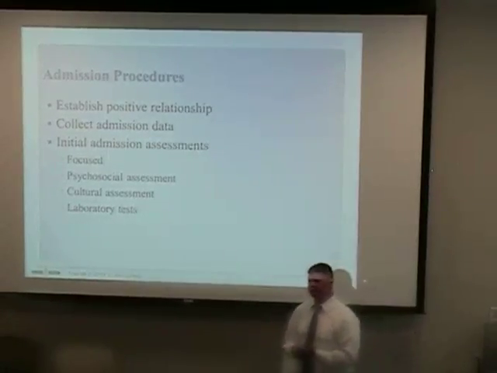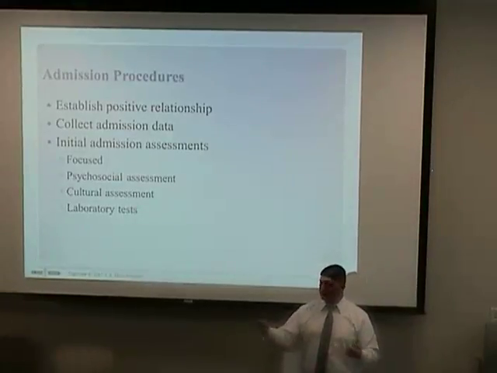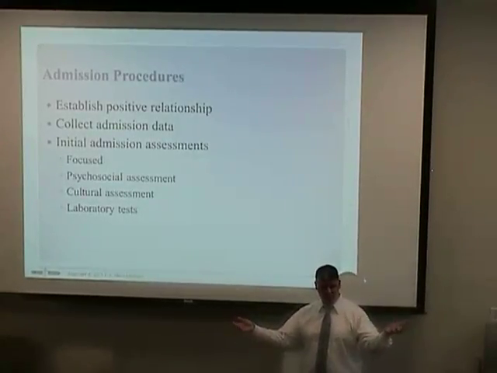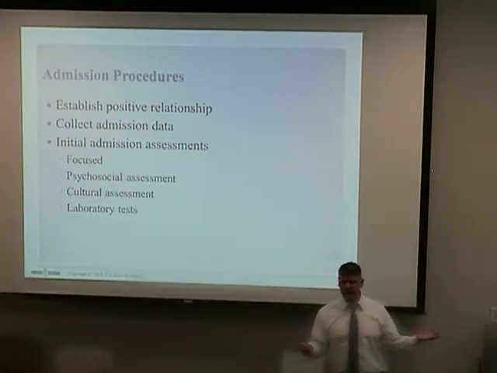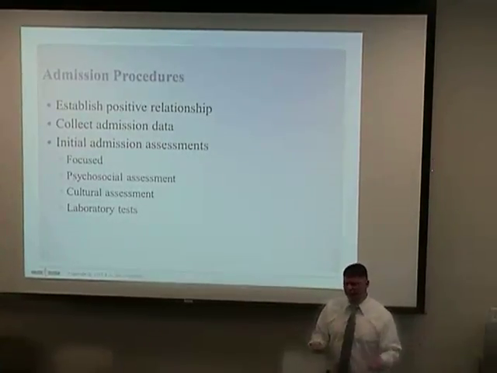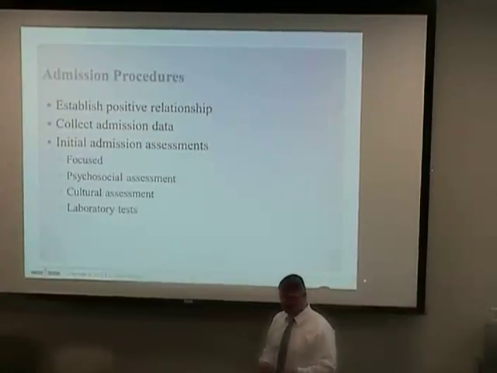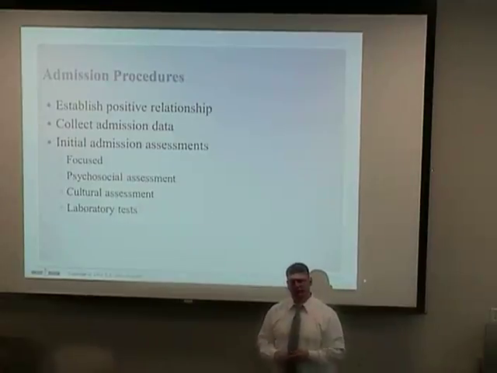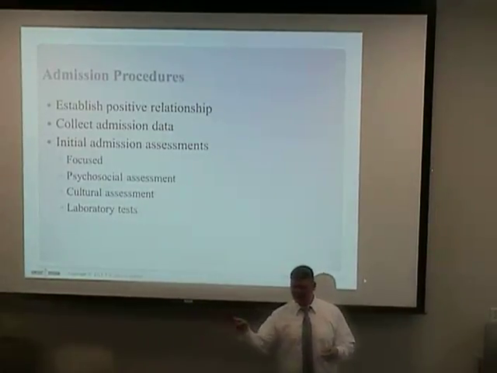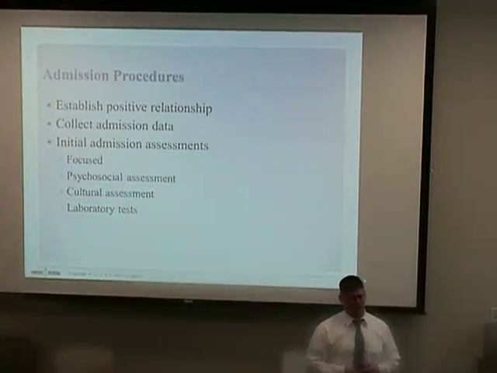Why a type and screen? Blood loss. Okay, for blood loss because we want to plan for what? Hemorrhage. Well, you're right. We want to plan for hemorrhage. We want to be able to give them a blood transfusion. Does a type and screen enable you to give a blood transfusion? No. You need another test. What's that? Cross-match. Okay. A type and cross.